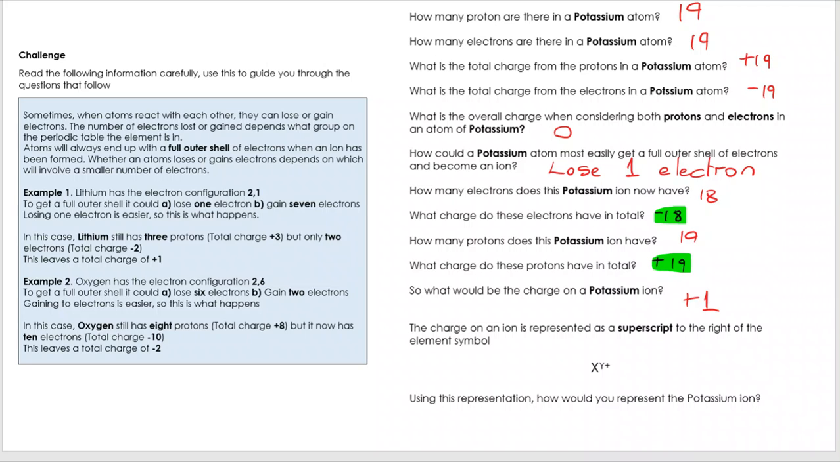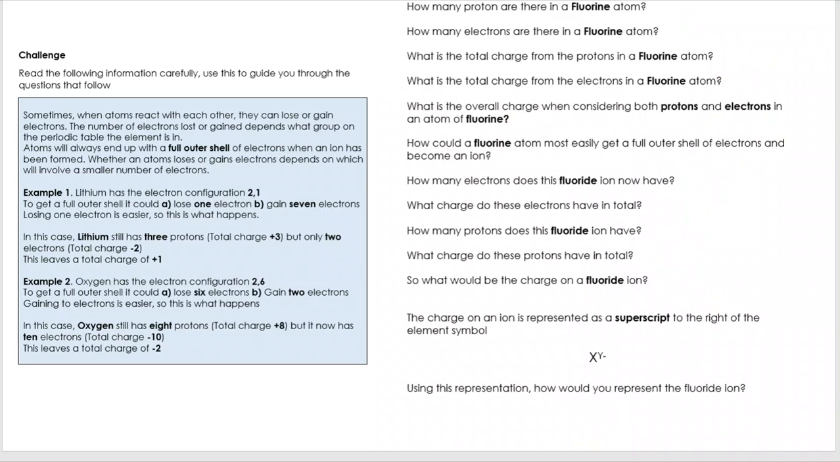So I take my symbol for potassium, which is K, and I put my plus as a superscript to the right. You'll notice I've not put a 1 there because it's implied that it's 1 because there is no other number. Let's move on to another example.